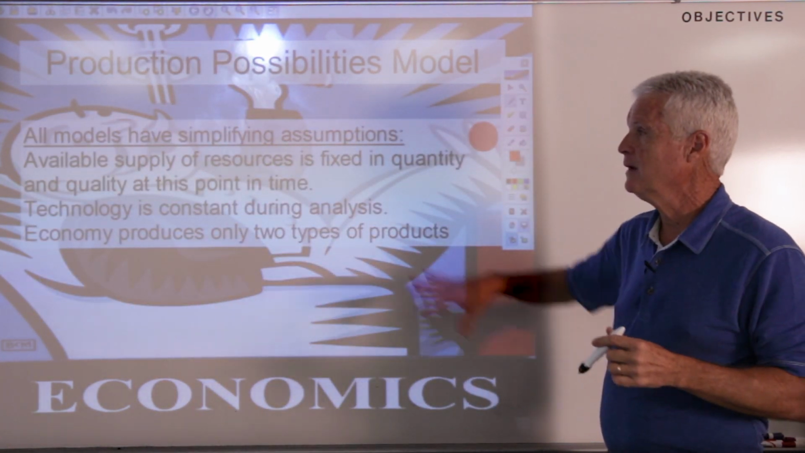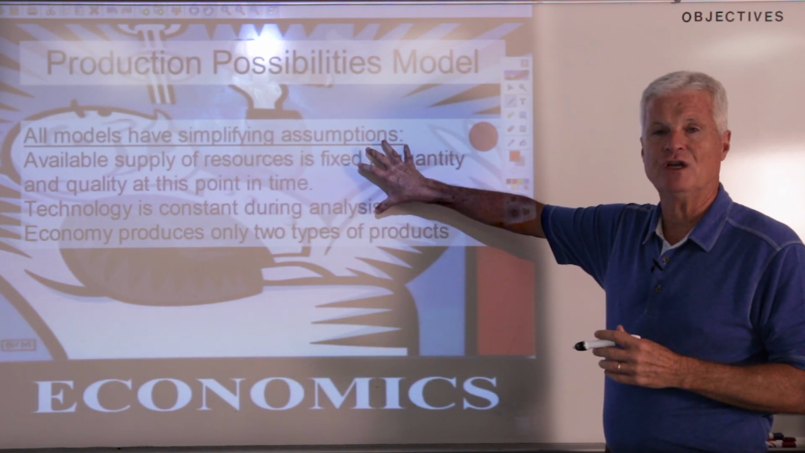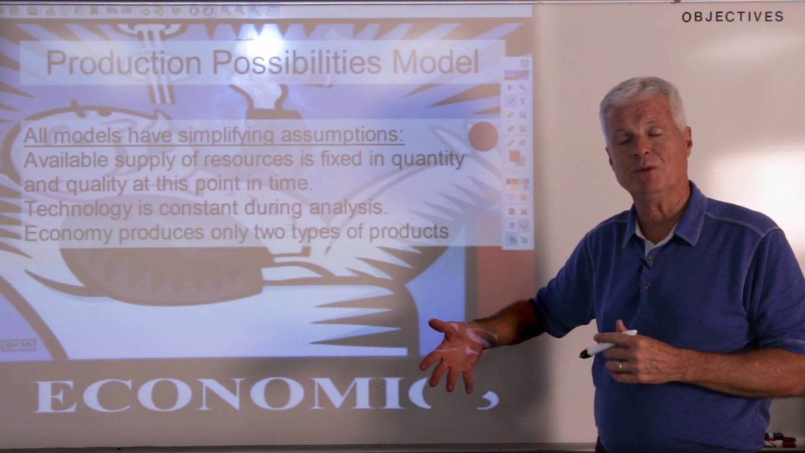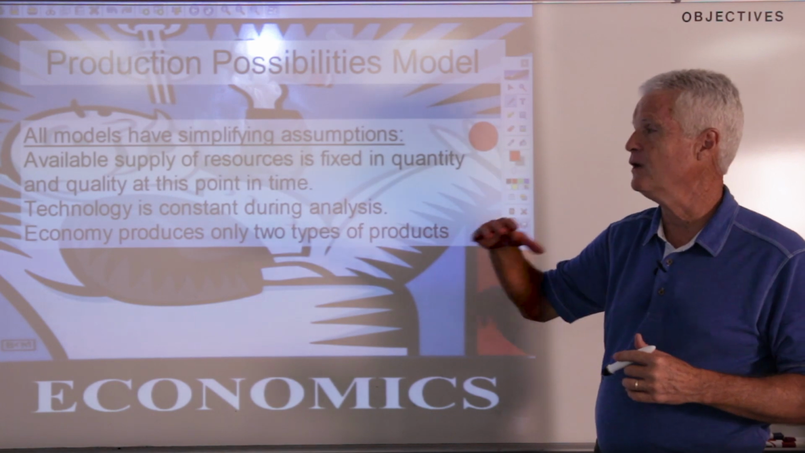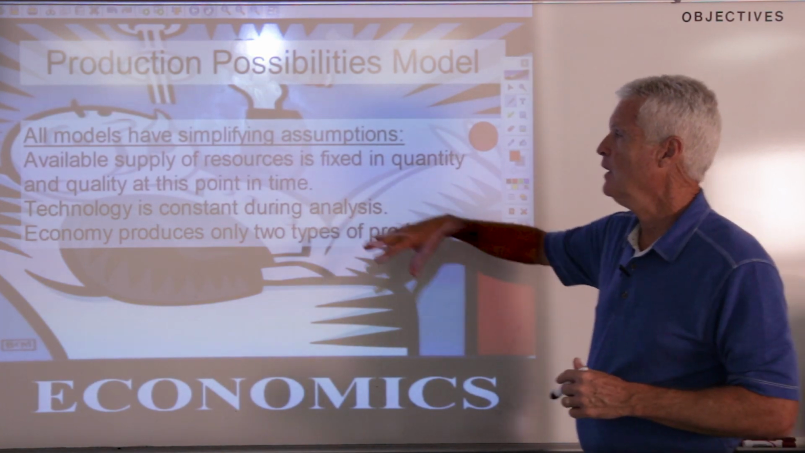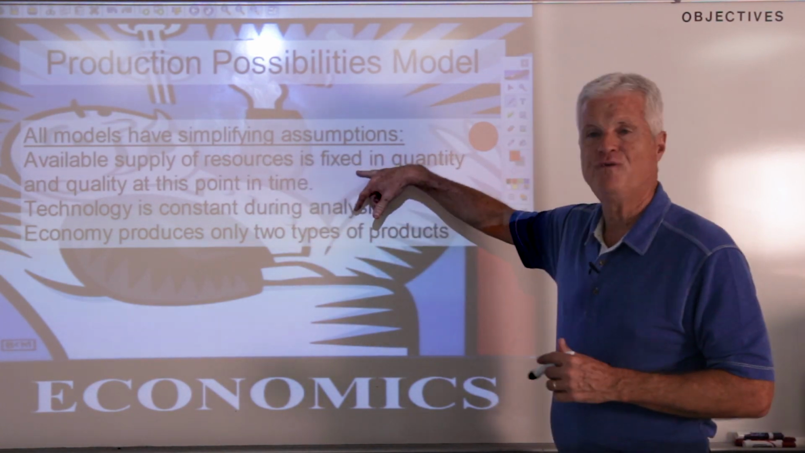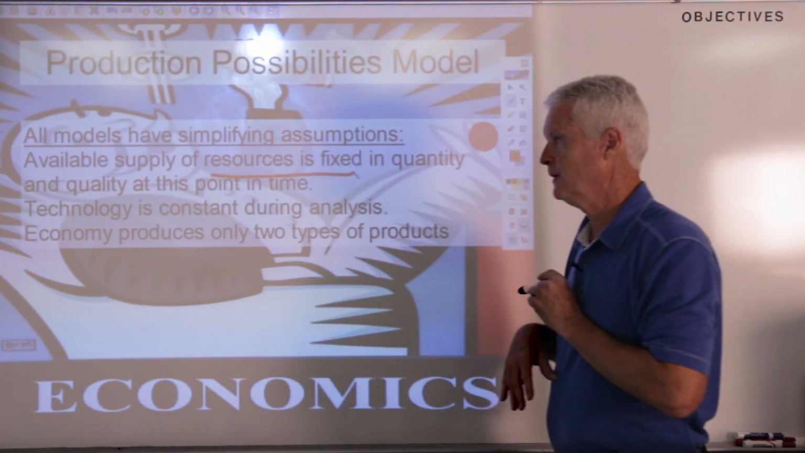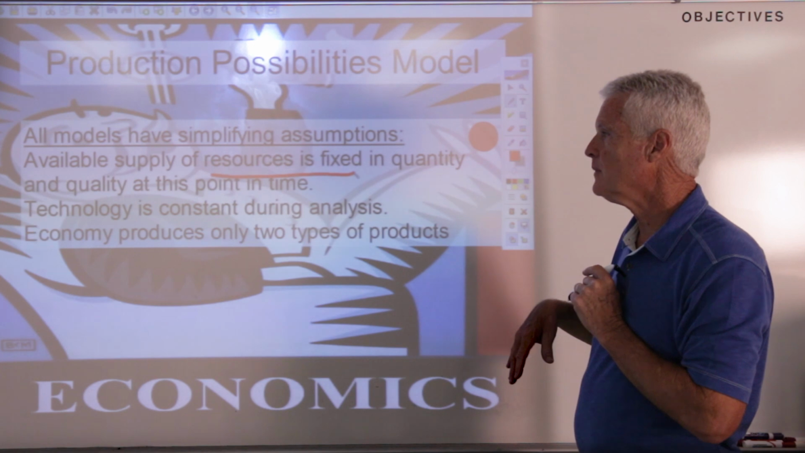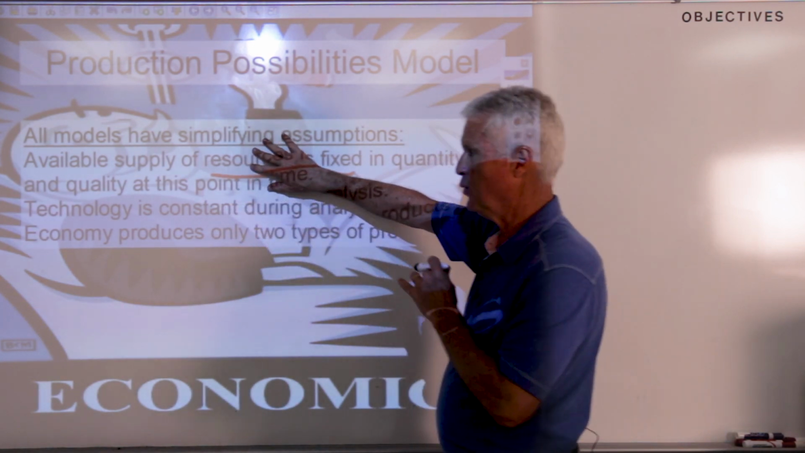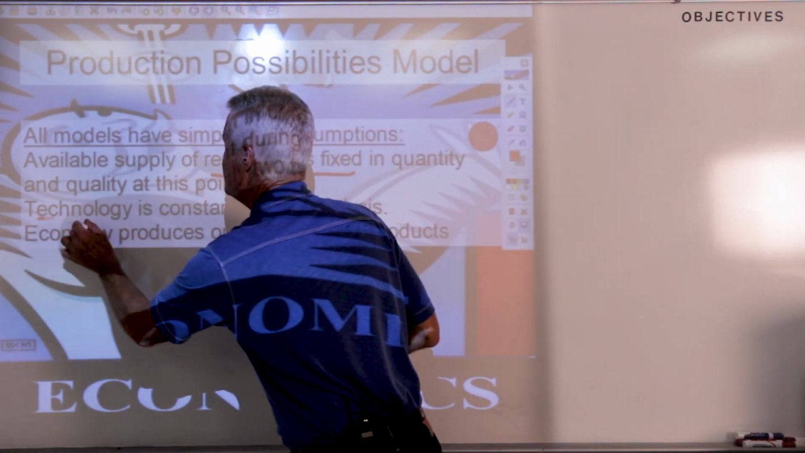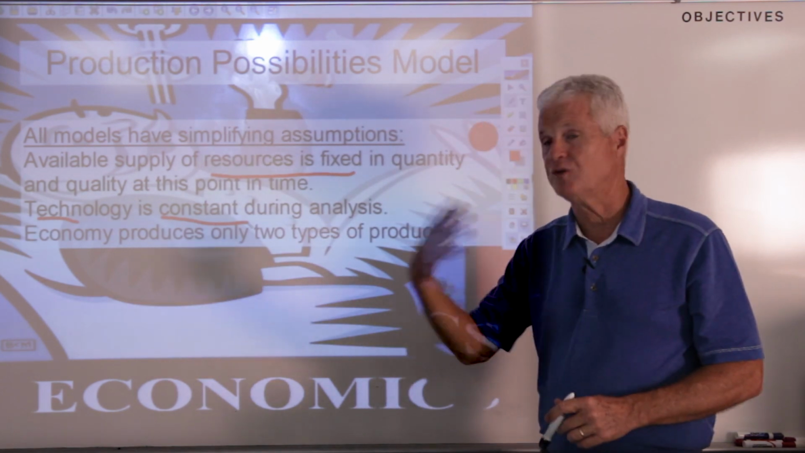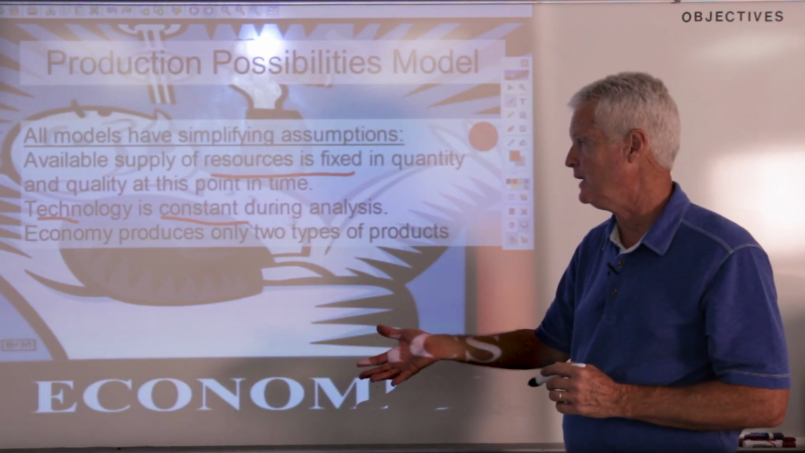Okay, you've got that. Now there are some assumptions with every production possibilities curve, and you need to make a note of these. Resources are fixed. Just a point in time. Technology is constant. In other words, you can't have improvements in technology.